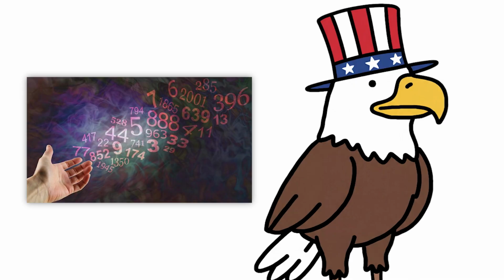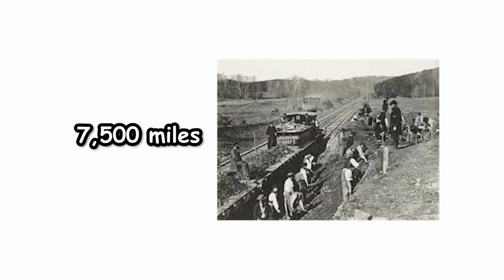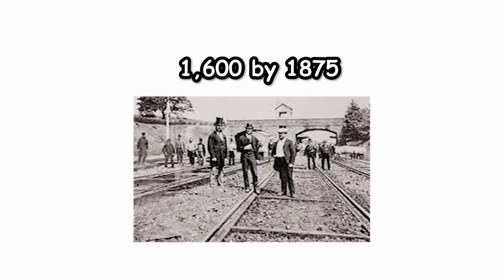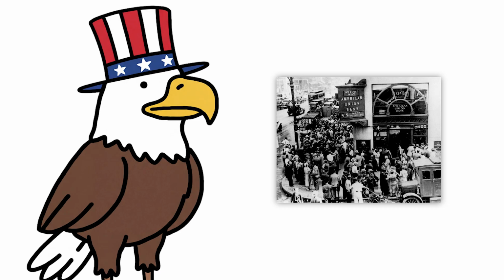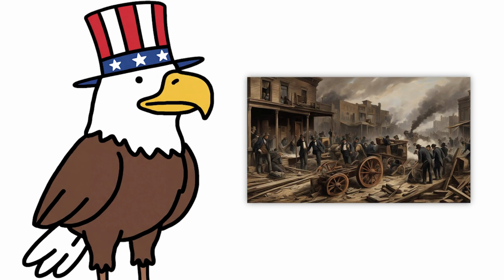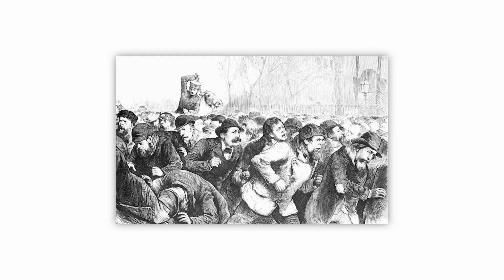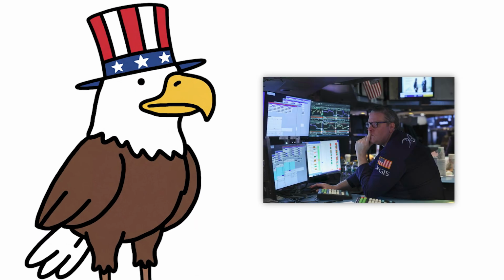The numbers are staggering. Within 2 months, 55 railroads failed. By the 1-year mark, 60 more went bankrupt. New rail construction plummeted from 7,500 miles of track in 1872 to just 1,600 by 1875. 18,000 businesses collapsed. Bank reserves in New York City fell from $50 million to $17 million in a single month. Unemployment hit 8.25% nationally, with a quarter of New York City's workforce out of a job.